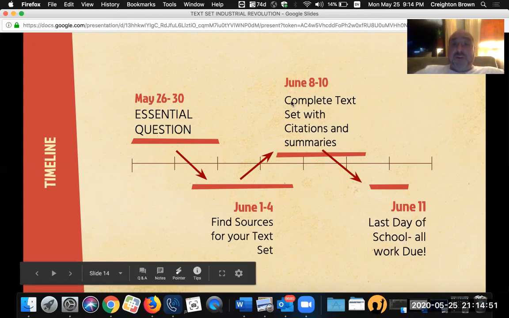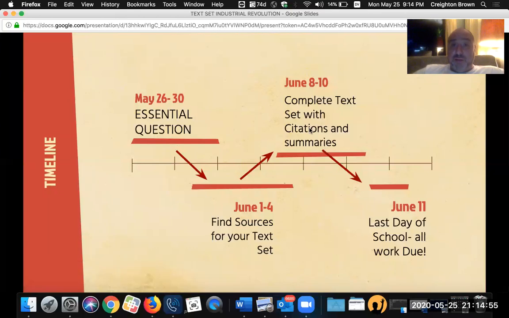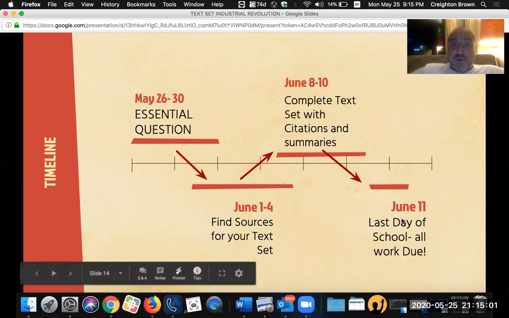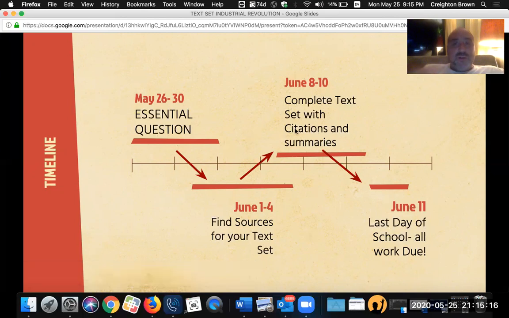The week after, you're going to complete your text set. We're going to talk about how you're going to create citations and you're going to write summaries. And that's the last week of school. June 11th, last day of school, all work is due. Okay. So this week, essential question. Next week, you go out and do your research. And that last week, you're just going to put it all together and turn it in. And you're going to be good.